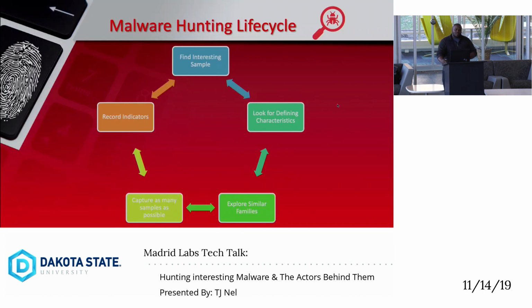Now, in the traditional hunting life cycle, we first start by looking for interesting samples. So these are like the Emotets, the TrickBots, the WannaCries. These are the samples that people talk about in the news. You want to try to identify these things, and to do that, you really want to do some searching and identify different functionality. And then you want to start defining characteristics, because we want to be able to put these different pieces of malware in a bucket, right?